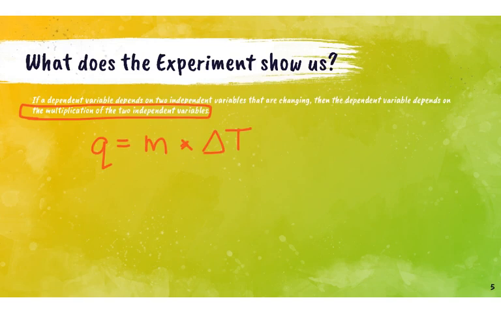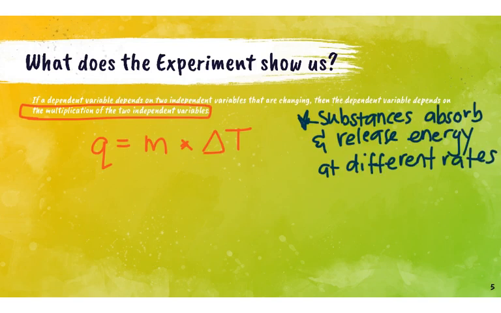But there's a catch to this. So in our experiment, we had a certain substance, but not all substances are the same. So substances absorb and release energy at different rates. So when I say this, I want you to think about how long it feels like it takes to boil water. And that's because water specifically is something that it just takes a lot of energy to get it to heat up. So these different substances will absorb heat at a different rate from each other. So you have to take that into account somehow with our equation.